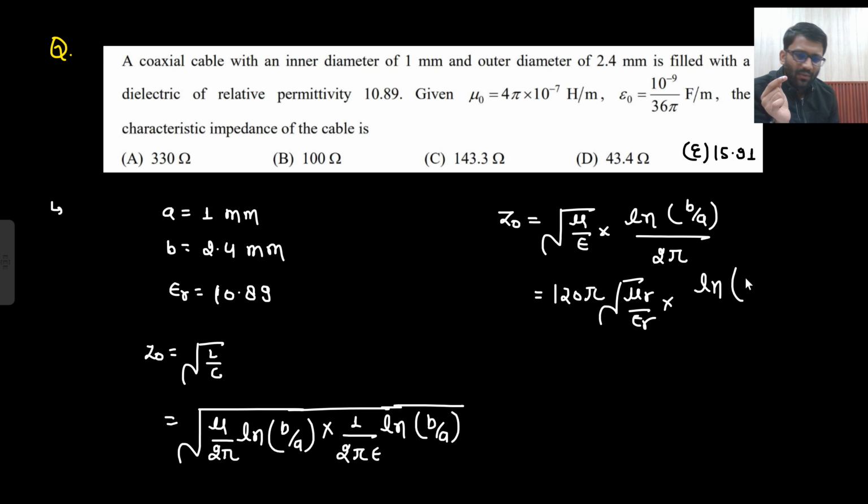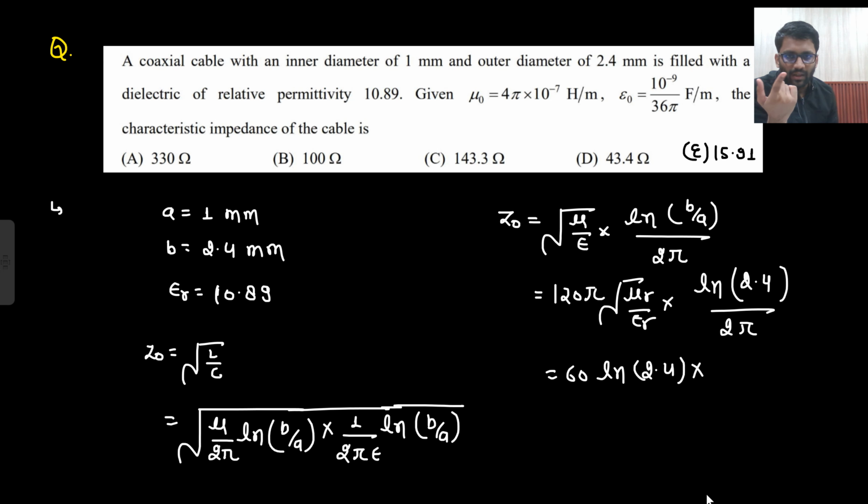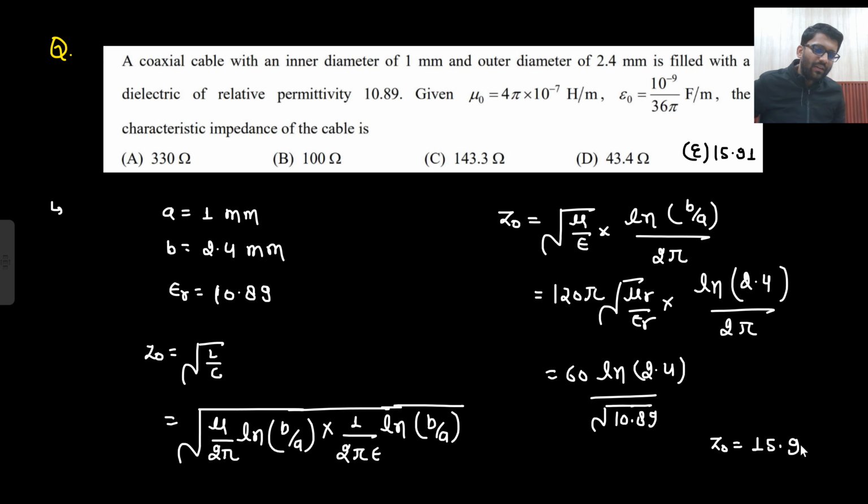What is ln b by a? 2.4, divided by 2 pi. So what you are getting is 60 into ln 2.4 into, what is mu r? Mu r is not given, so it is 1. Epsilon r is given, that is under root 10.89. So what is the value of Z naught you are getting? If you solve it, you will get the value of 15.91. Okay. So this is the answer.